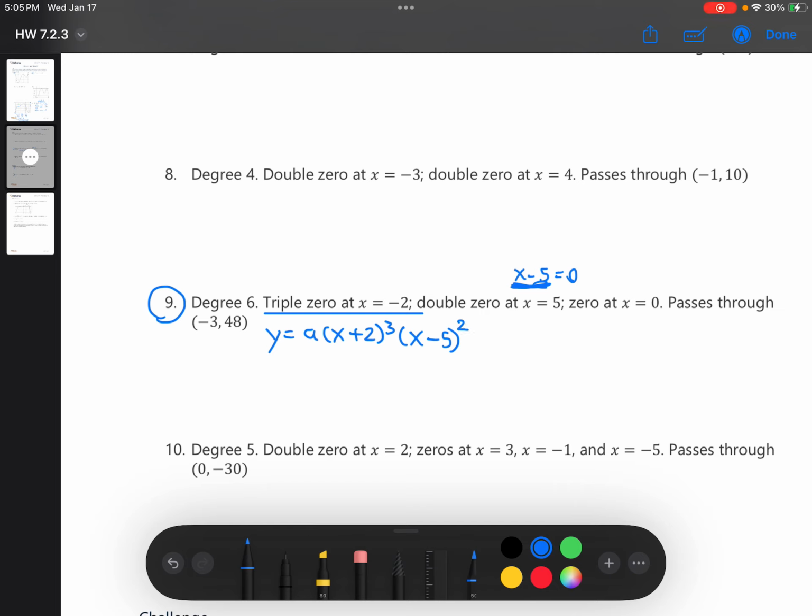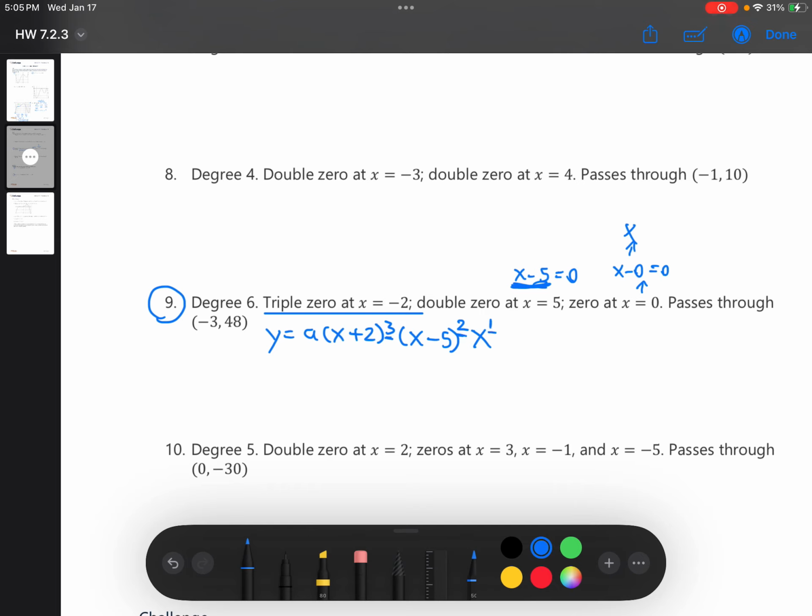And then finally, we have a 0 at x is equal to 0. So if I grab that one, I could write it as x minus 0 is equal to 0, but really, this is just the same thing as x. So I'm just going to write that as x. All right, so notice that I have degree 6, just to make double sure. This is 3, 2, 1. Add those powers, you get a power of 6.